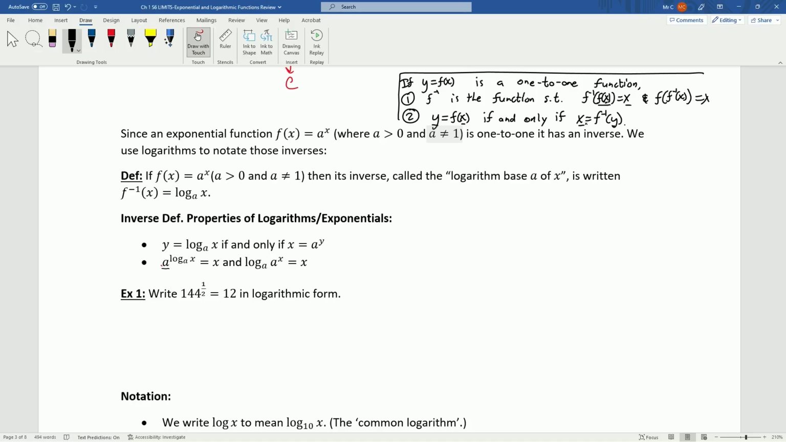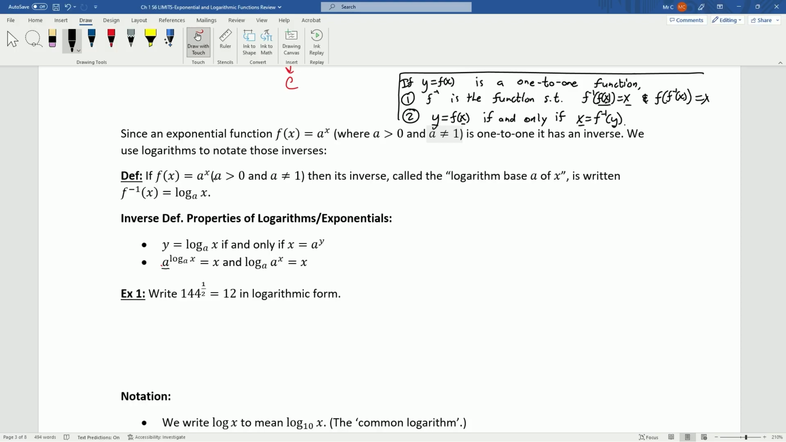Okay, so since exponential functions are one-to-one, they have inverses, and logarithms are just the notations for those inverses. We didn't have a basic algebraic expression already that we could use to notate them, so we create the notation of logarithms just to describe or notate the inverses of exponentials. So if f of x equals a to the x power, its inverse is written log base a of x.